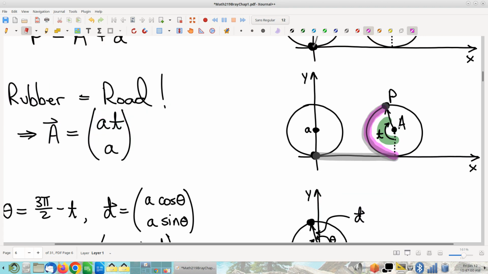Okay, now here's a detail I've left out. Why did I use t as being this angle? In other words, what's going to be my parameter for this parametrization? Why did I choose that angle?